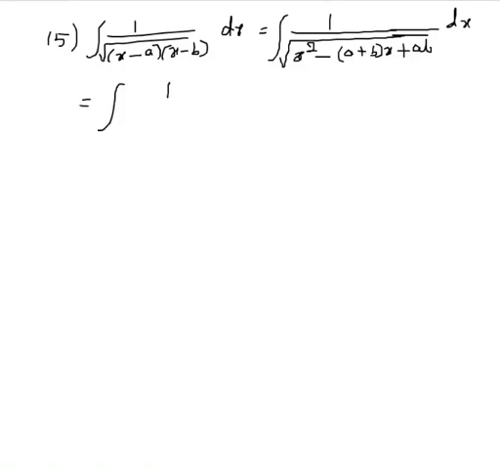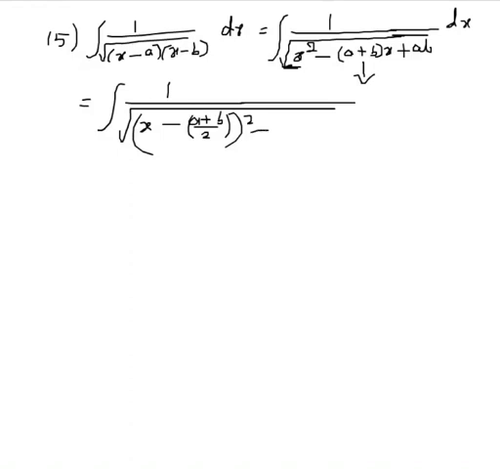We'll complete the squares. 1 by root of a square term is x square, so a will be x minus. If the coefficient of x square is 1, completion of square is so easy. Just divide the coefficient of x by 2, that is your b term, a plus b by 2, the whole square, minus b square term, which is a plus b by 2, the whole square, and plus ab.